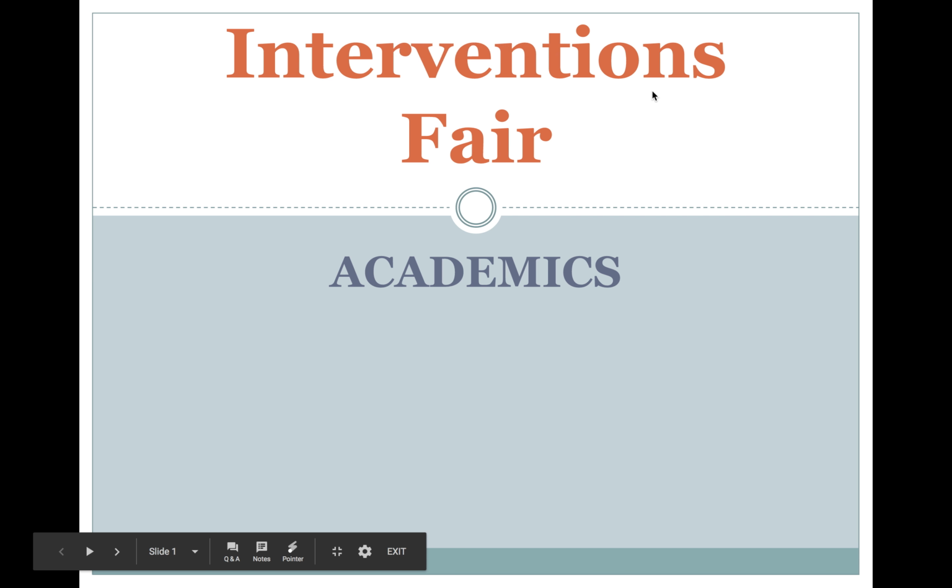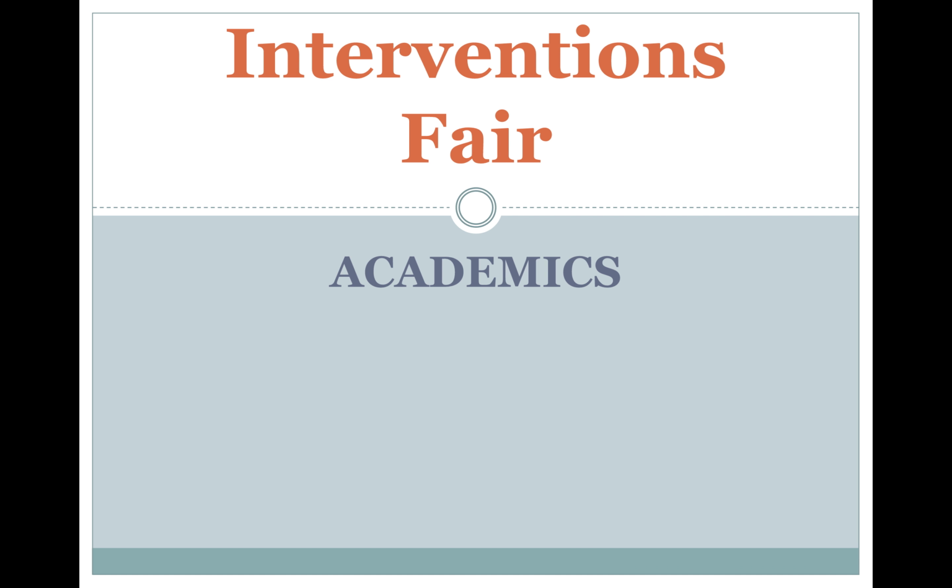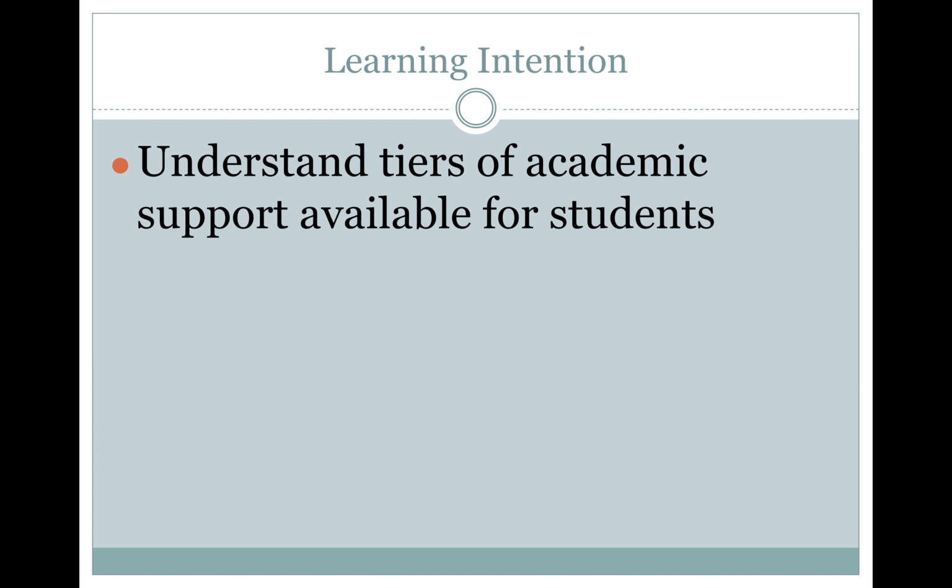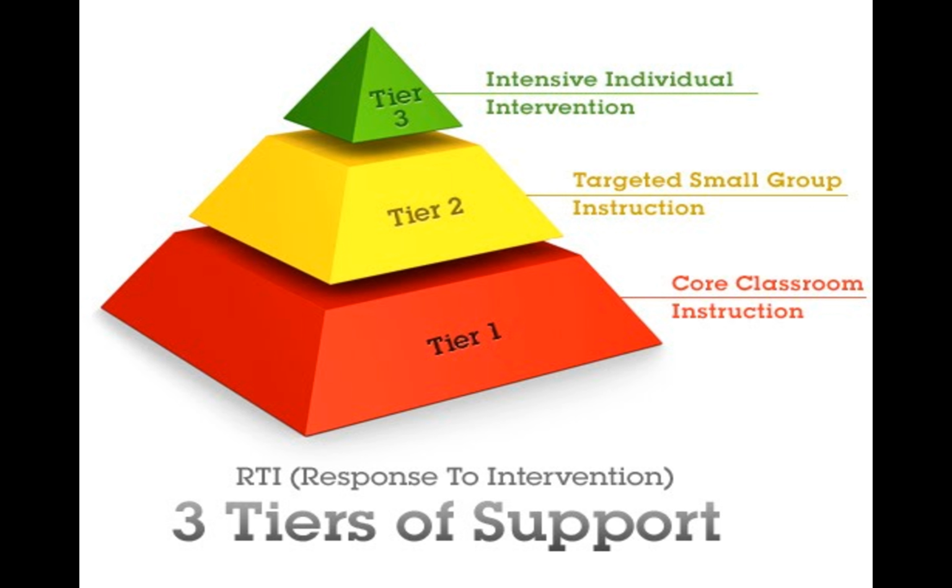So welcome back. We are here with our second round of interventions that we have available, specifically looking at interventions with academics. As we know, and I've said before, academics, behavior, course performance, and attendance are all linked together. But we have specific interventions in place for students that are struggling academically. And so our learning intention for today, and with your team, is to really understand the tiers of academic support and how we can link kids and monitor their progress within specific interventions.